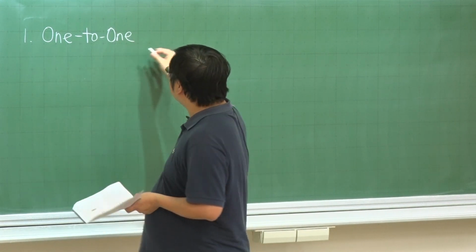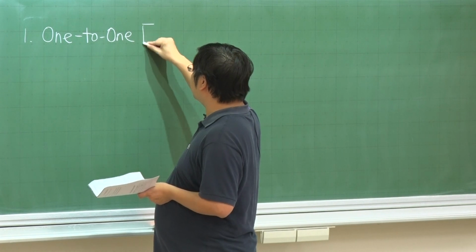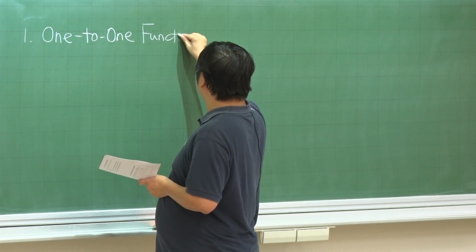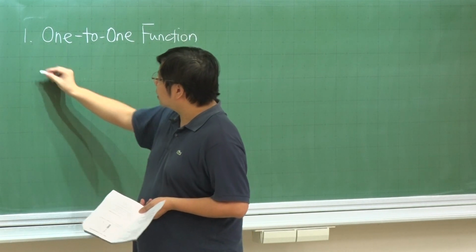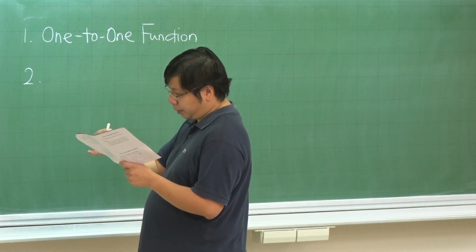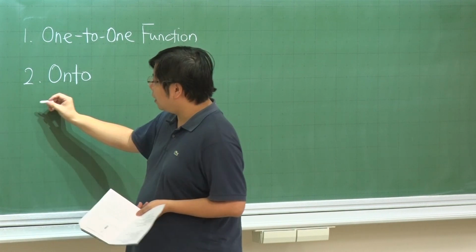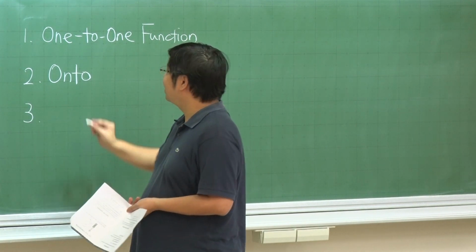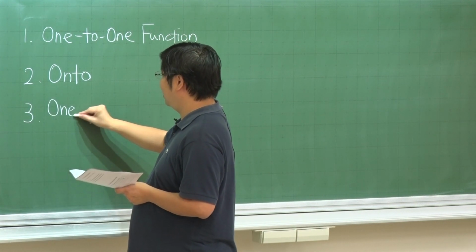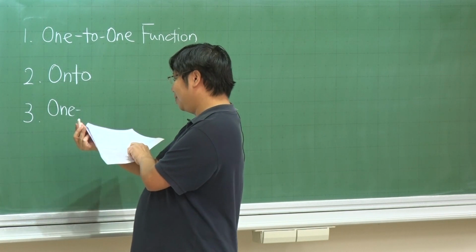So the first type is called one-to-one function. The second type is called onto. And the third one is called what? The third one is called one-to-one onto.